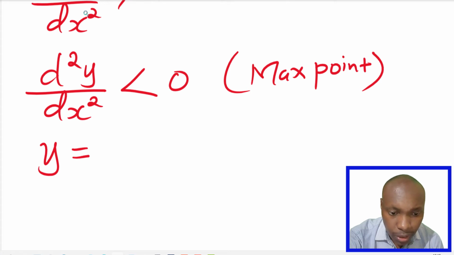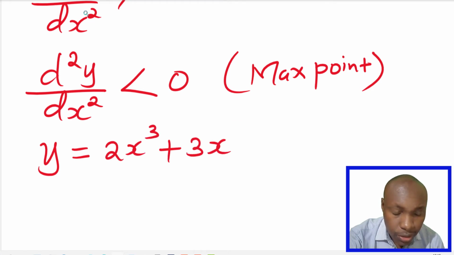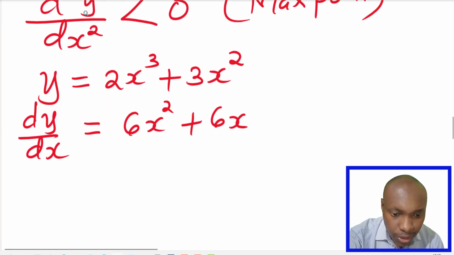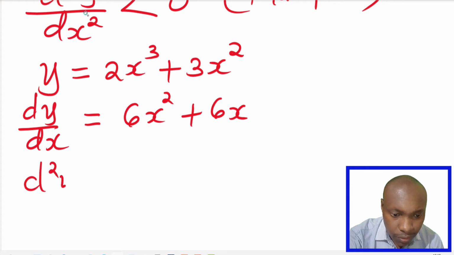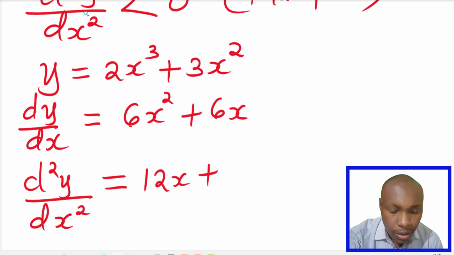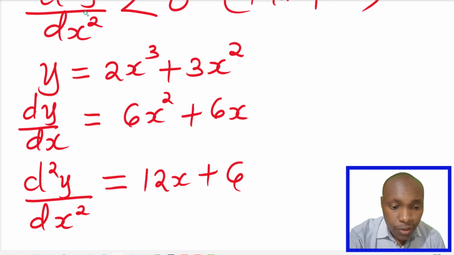The equation of the curve is y equals 2x cubed plus 3x squared. Getting the first derivative, dy/dx, we already got these: 6x squared plus 6x. Then we get the second derivative by differentiating again, and we get 12x plus 6. Now that is the second derivative.